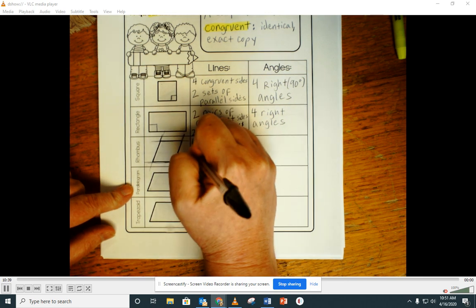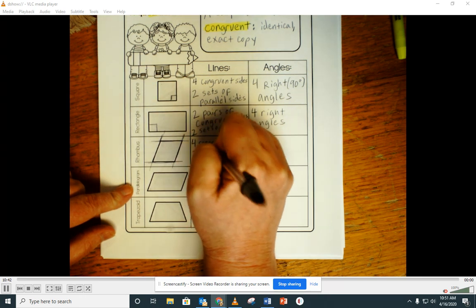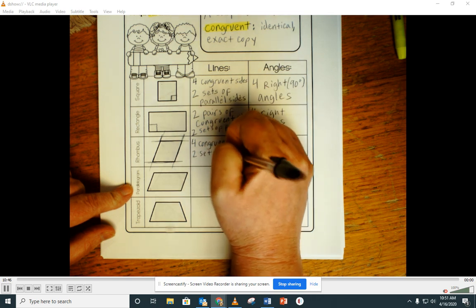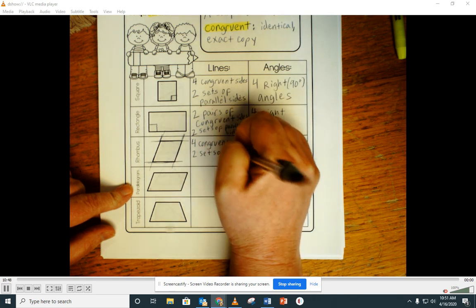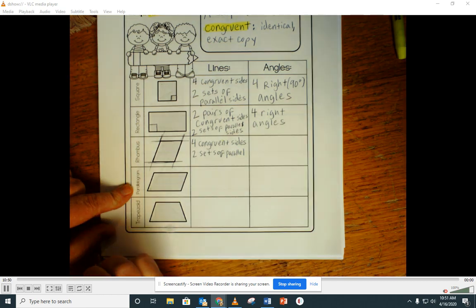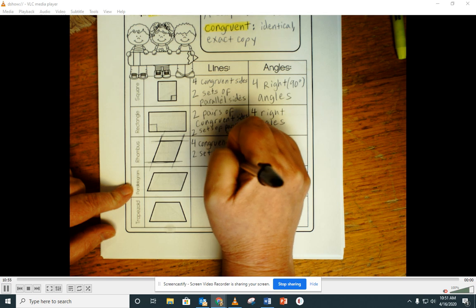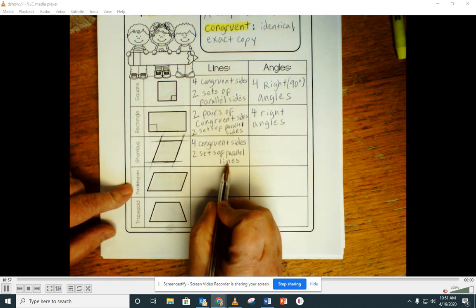So two sets of parallel lines. Two sets of parallel lines or two sets of parallel sides.